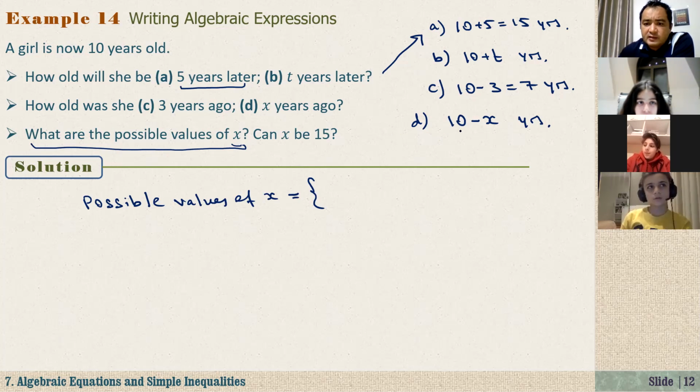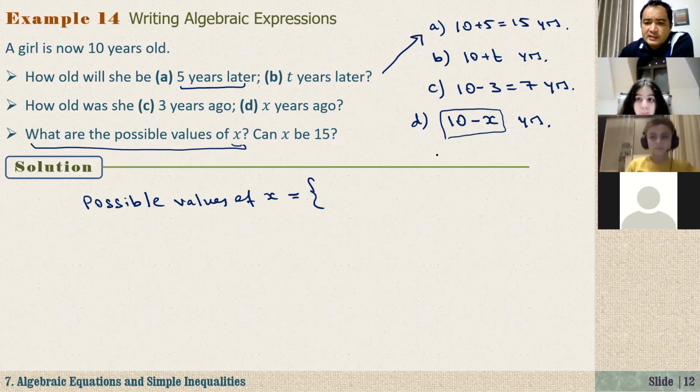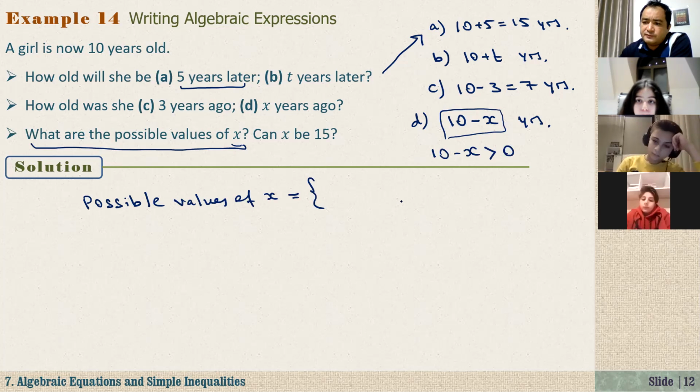If you look at this, Selin, it is 10 minus X, right? And when we talk about age, it should always be non-negative. Even it should be a positive number, because we don't say I am negative 2 years old, or I am negative 5 years old. So actually it starts from 1. And we don't even say I am 0 years old. So for this to make sense, 10 minus X should be greater than 0, right?